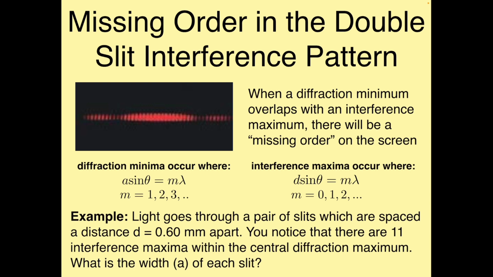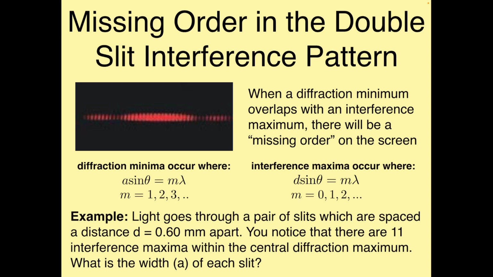Now, if we have a diffraction minimum overlapping with an interference maximum, 0 intensity is going to multiply a maximum intensity, but you'll still get 0. So you'll have 0 intensity, which means you'll have a dark spot where you might expect to normally see a bright spot.